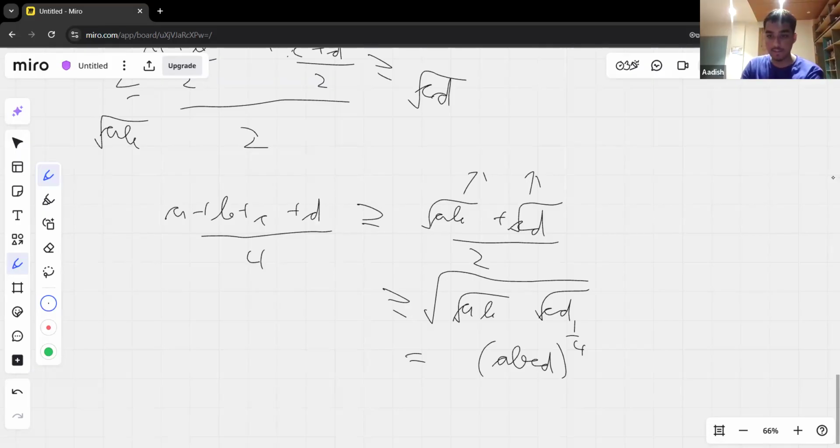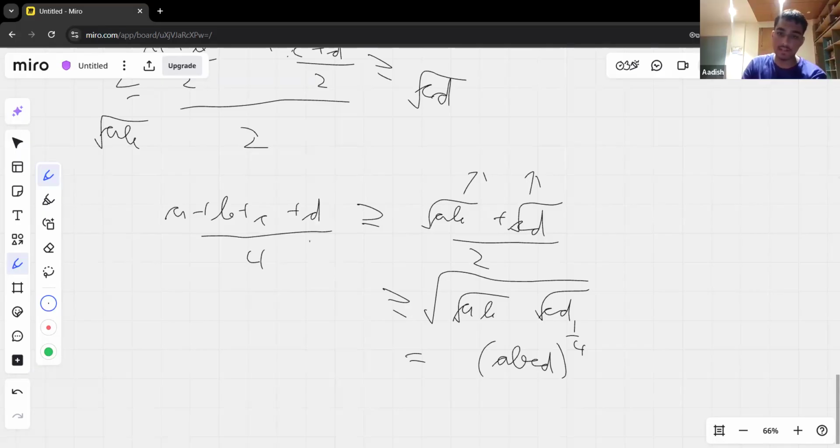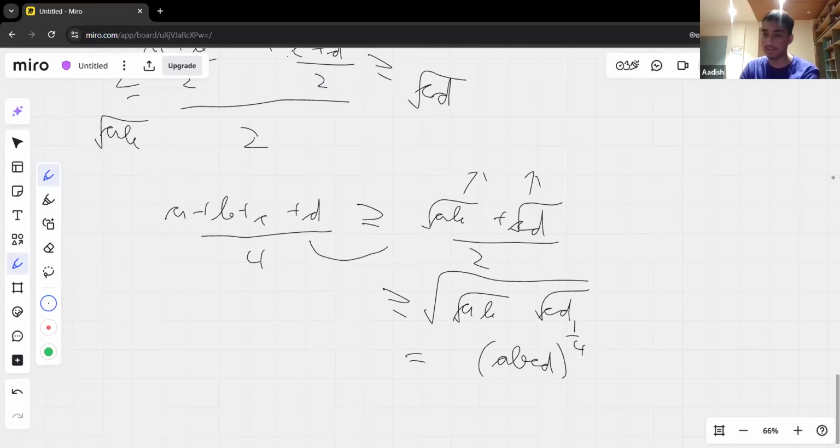Is this proof clear? What didn't you understand? Okay, let's go one by one. Does everyone understand this step? Why is (a + b + c + d)/4 greater than or equal to (root ab + root cd)/2? If you understand, it's fine. If someone doesn't understand, just speak up or type in chat.